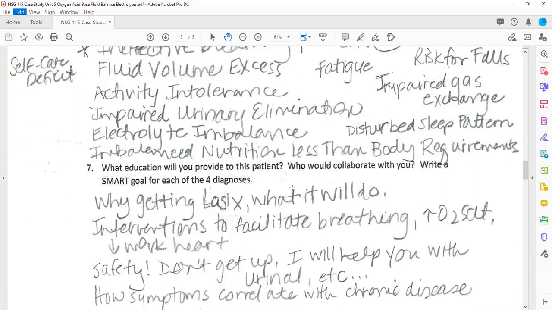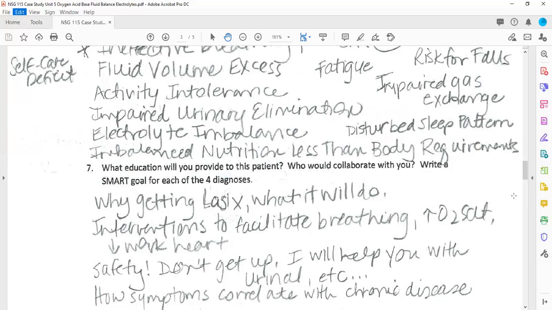Who would we collaborate with? What education are we going to give? So let's look at education. What are we going to talk to them about? Remember, education doesn't just have to be a point in the day where you come and sit down and say, I want to tell you about everything. Every interaction you have with that patient, you should be giving him information about what you're doing, why he's experiencing certain things, what we're going to do to help with that, and asking his perceptions, and also assessing his subjective information.